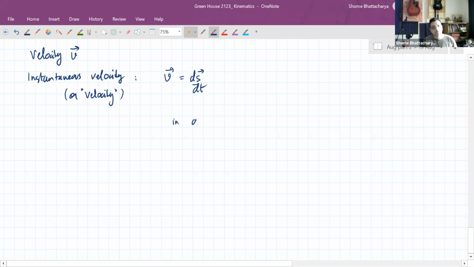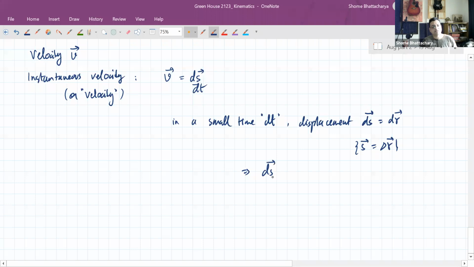Okay, so in a small time dt, the displacement ds will be nothing but dr, because in general we know that displacement is delta r. So in a small time the displacement will be dr instead of delta r. So therefore ds by dt is the same thing as dr by dt. So instantaneous velocity, we can define it as ds by dt, or we can define it as rate of change of position with respect to time. Both are equally valid.